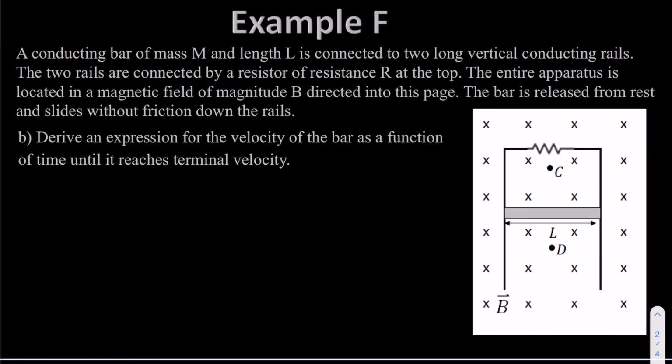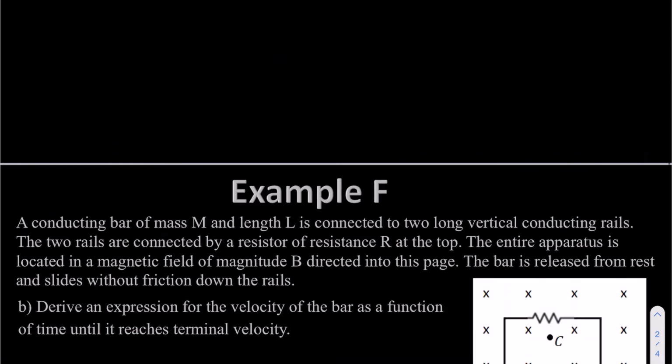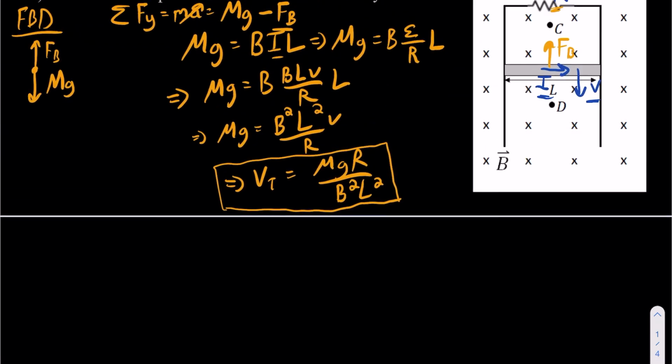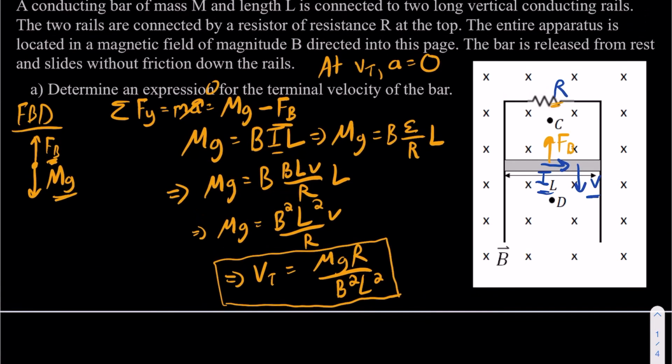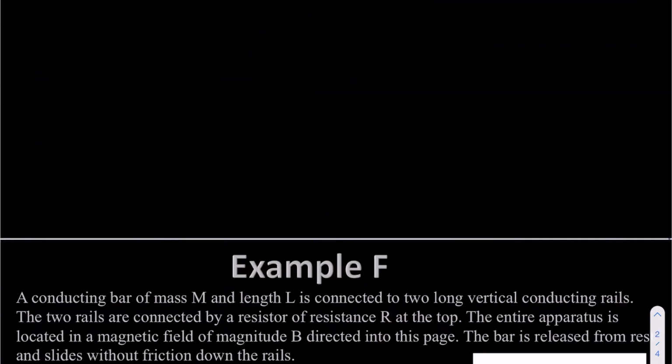Part B says to derive an expression for the velocity of the bar as a function of time until terminal velocity. At terminal velocity, the two forces, magnetism and gravity, equal each other. That's not true until terminal velocity. Until then, the magnetic force is going to start off at 0 and grow as a function of velocity. So we have F equals ma, and if you have calculus, a is dv dt. And that's going to equal mg minus our expression for magnetism from up here, B squared L squared V over R.